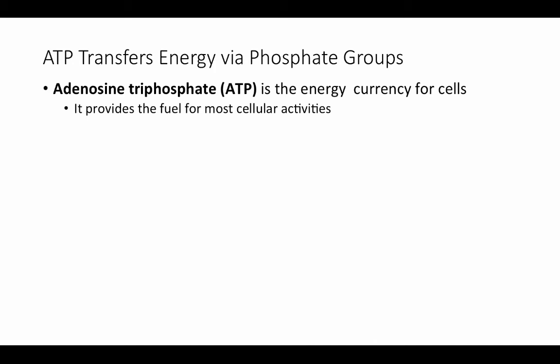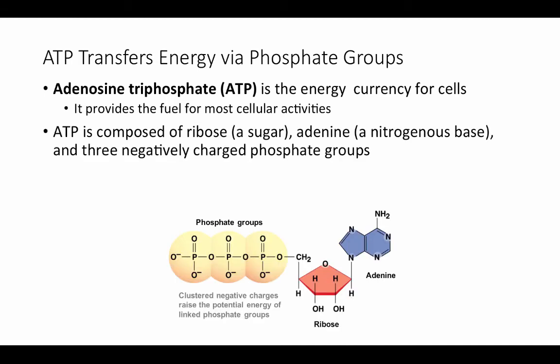And it does this through the transfer of phosphate groups. So adenosine triphosphate is the energy currency for cells. This is basically what's used to do all of those different kinds of work we talked about that cells do. ATP is composed of ribose, so this is very similar to the nitrogenous bases that we saw in nucleic acids. So we've got a ribose, as in ribonucleic acids, attached to an adenine nitrogenous base.